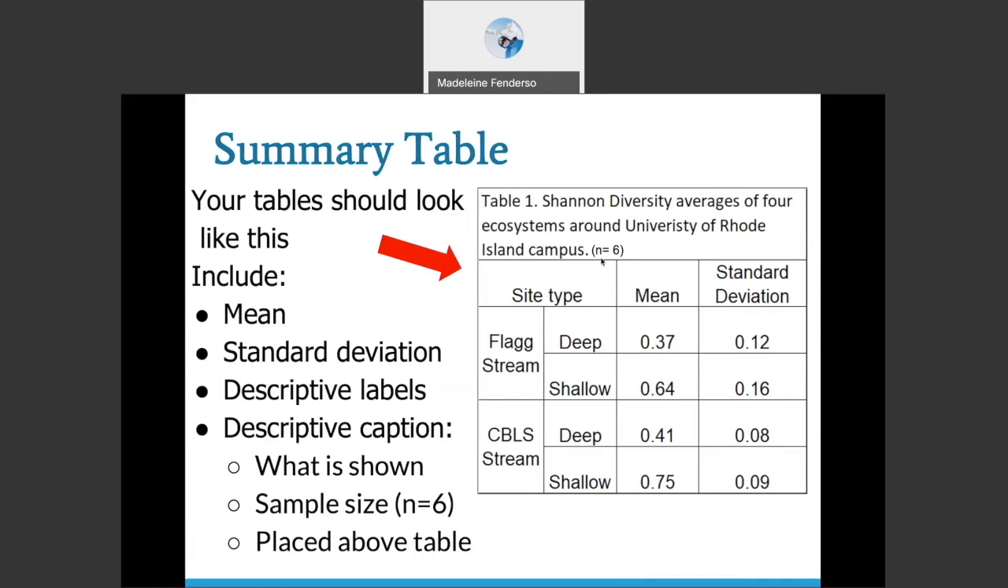So I highly suggest going back and re-looking at this before you submit your lab reports, because your TA will take off points if you don't include the sample size, or if the descriptive caption is in the wrong place, or if you don't include your mean or standard deviation and things like that. What's important about a summary table is that it's a summary. It's how you take your big, large data set and condense it into a small table. So you don't want any raw data in your summary table. You just want these values here.